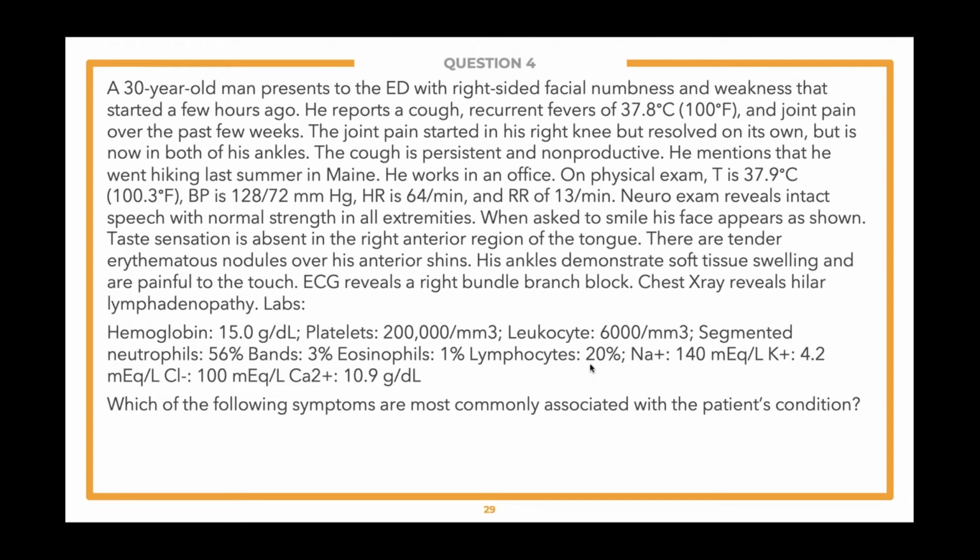And lab work: hemoglobin of 15, platelets of 200,000, leukocytes of 6,000, segmented neutrophils 56%, bands 3%, eosinophils 1%, lymphocytes 20%, sodium 140, potassium 4.2, chloride 100, calcium 10.9. Which of the following symptoms are most commonly associated with this patient's condition? Boris.